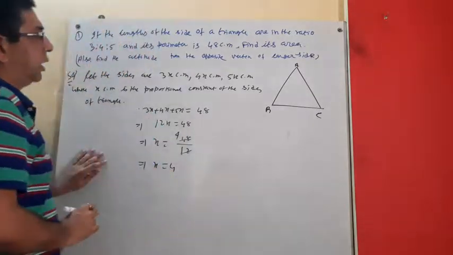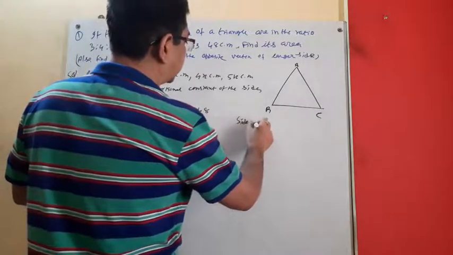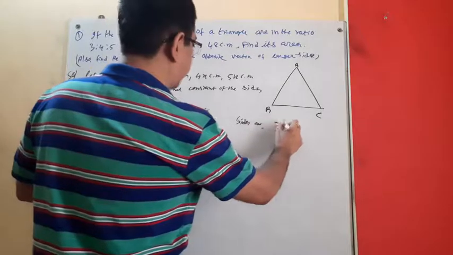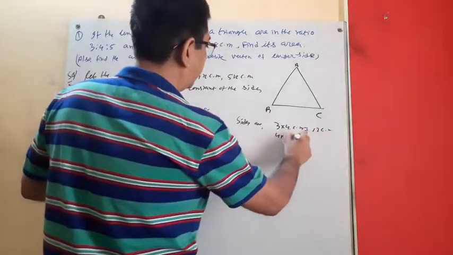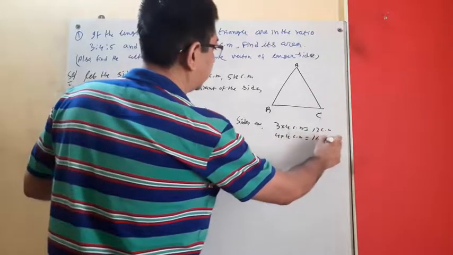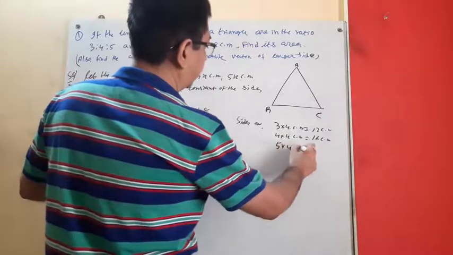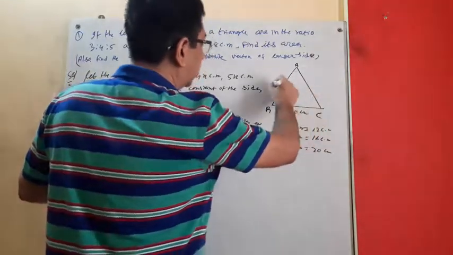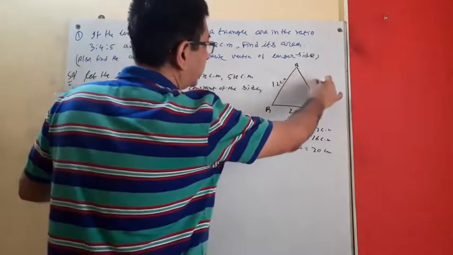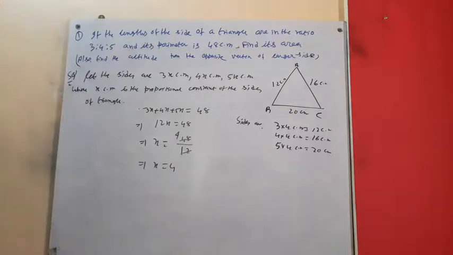Okay. Now what we have to find? So the sides are 3 into 4 centimeter, that is 12 centimeter, 4 into 4 centimeter, that is 16 centimeter, right? And 5 into 4 centimeter, that is 20 centimeter. So say this is the larger side, this is 12 centimeter, this is 16 centimeter. Now we have to find the area.